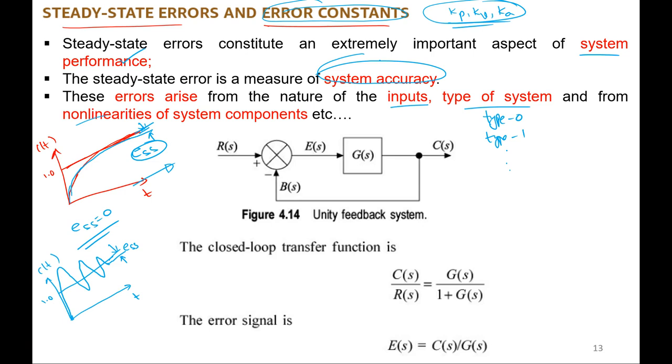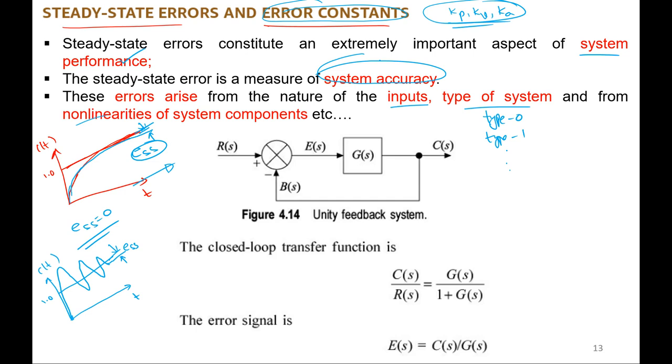Okay, this is the unity feedback system. R of s is the input, G of s is the forward path transfer function, C of s is the output, H of s is the feedback path, which is 1, B of s is the feedback signal, and E of s is the error signal. Then the closed loop transfer function of the given unity feedback system is C of s by R of s equal to G divided by 1 plus G H.